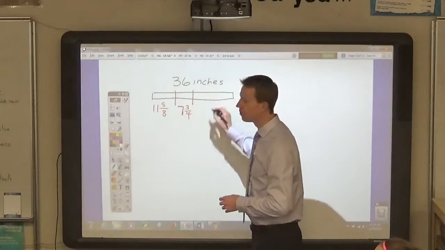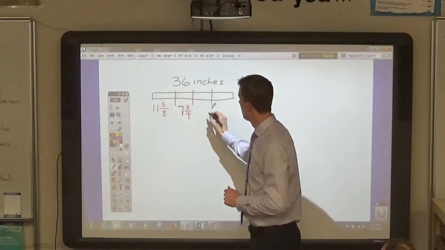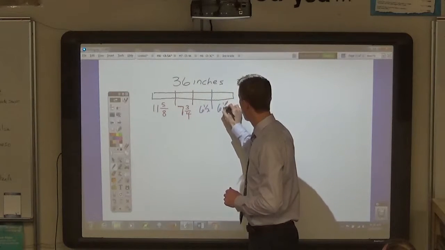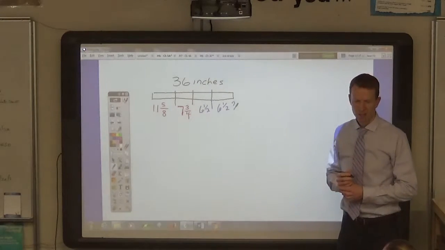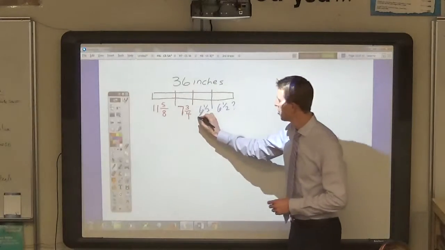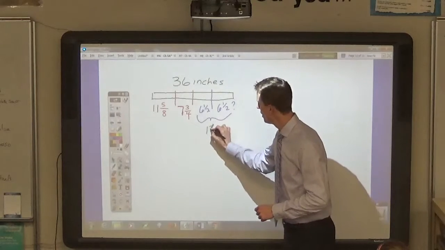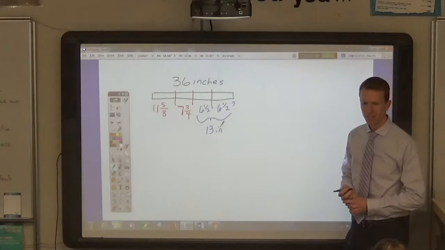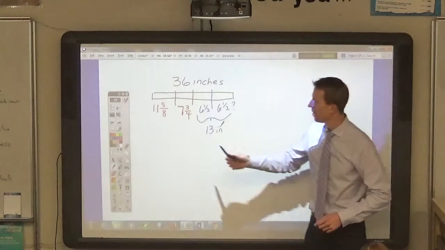6.5. How many does she need? Just one? 2. 2 6.5 inch. So is there enough for a 6.5 and a 6.5? How much is that, by the way? 13. How much is this total? 13 inches, right? How would you figure that out? Add 6 and 1/2 and 6 and 1/2.